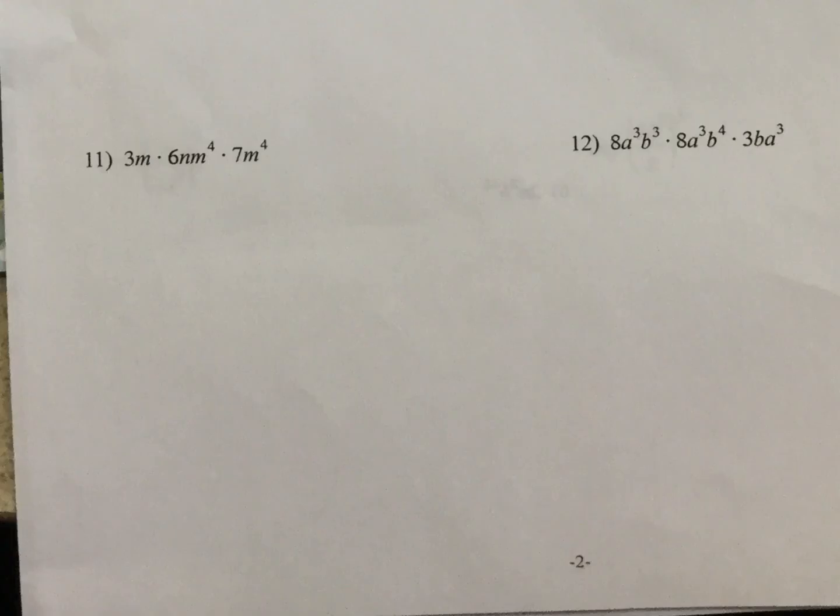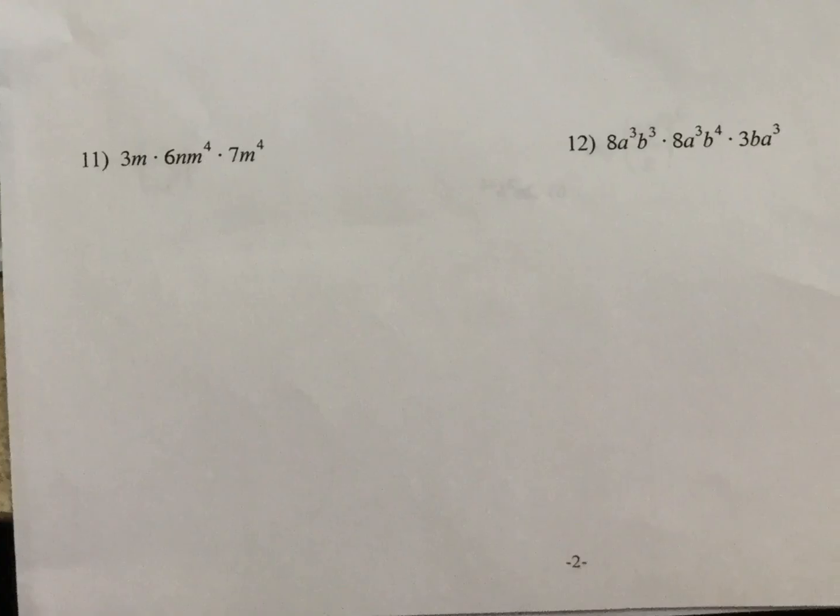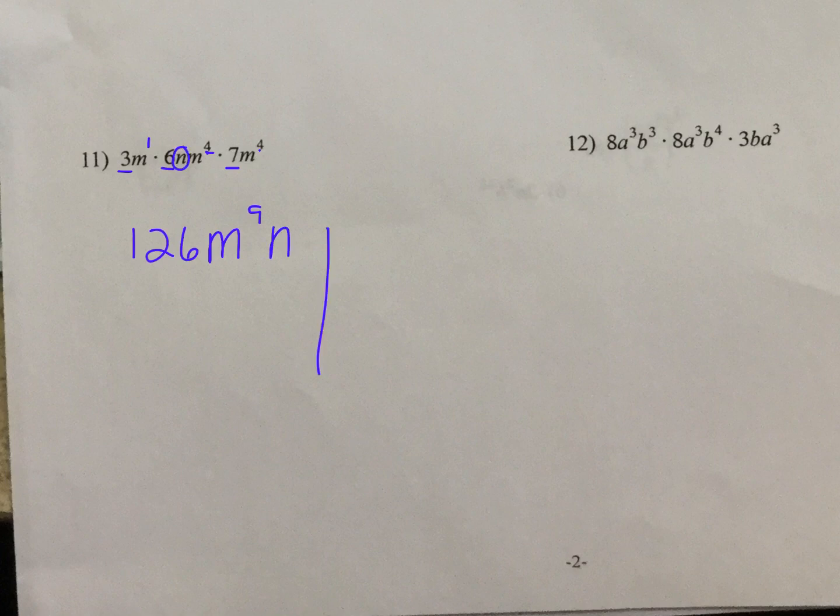This one follows the same rule. We multiply the big numbers. 3 times 6 times 7. That gives us 126. M, I got 1 plus 4 plus 4. 1 plus 4 plus 4 is 9. And then I got this rando N. I'm just going to write him down. He doesn't have anyone he can multiply by.